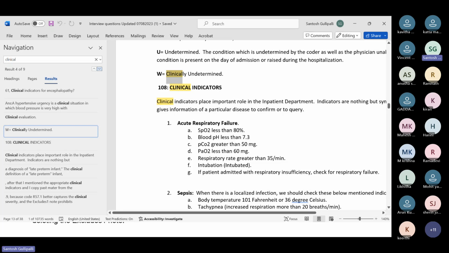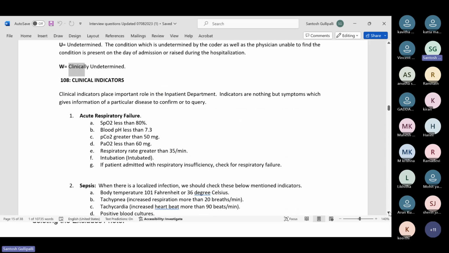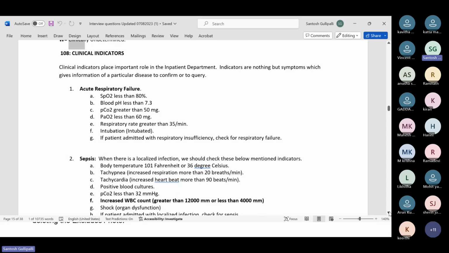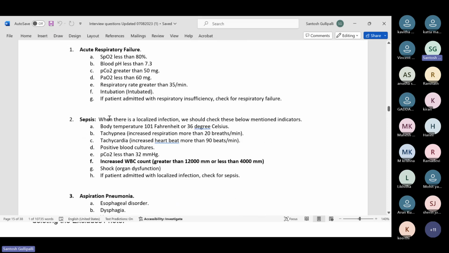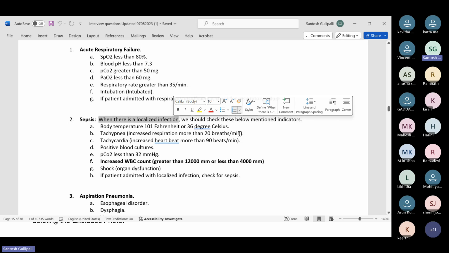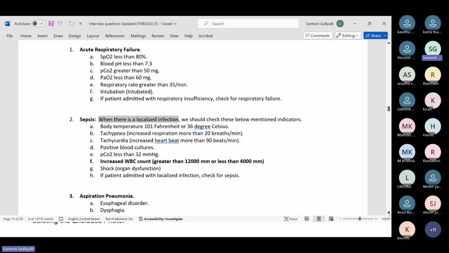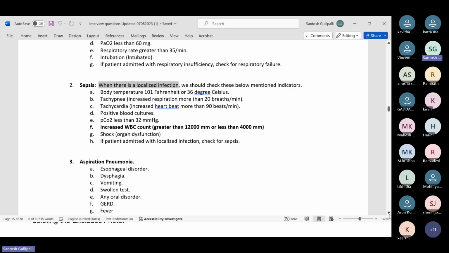So what are the common clinical indicators for sepsis? Okay, when there is a localized infection, the localized infection is one of the major sources for sepsis. So at the time of localized infection, we check these below mentioned indicators. The body temperature is 101 Fahrenheit or 36 degrees Celsius. So a temperature like that is fever.